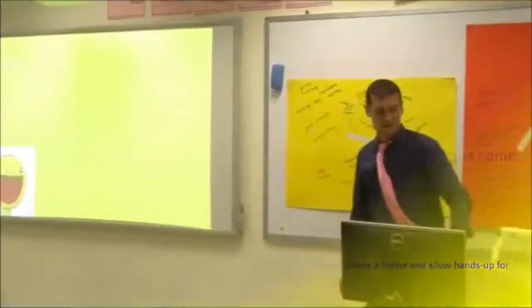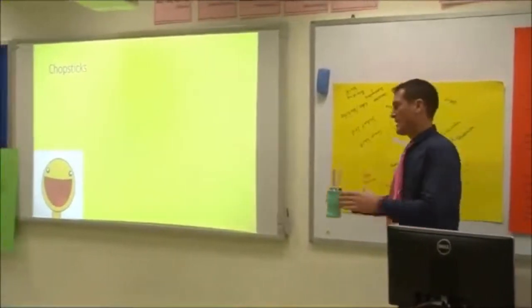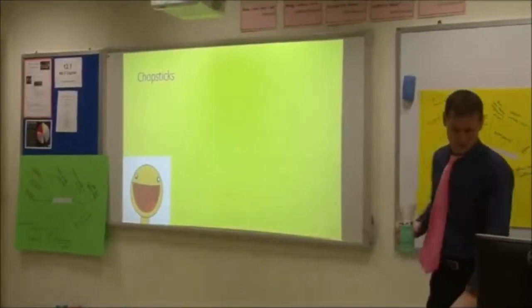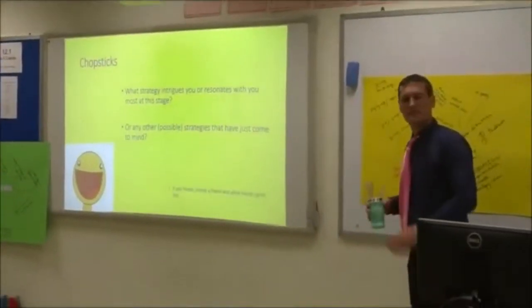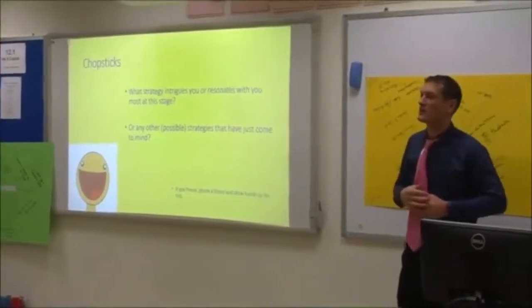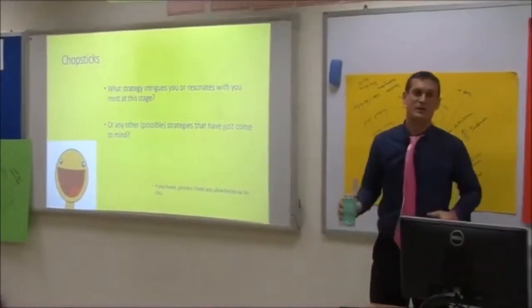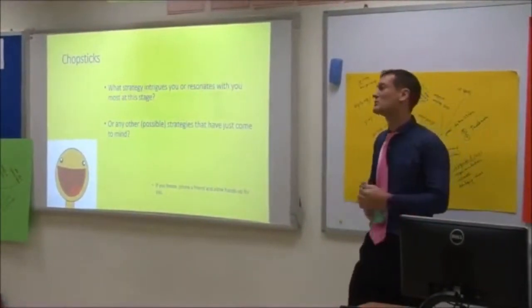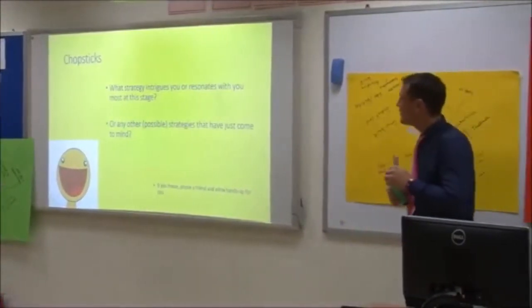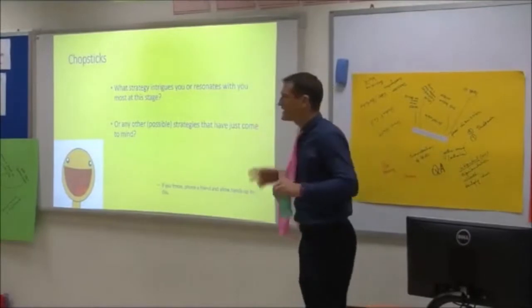As for chopsticks, I've got your name on a chopstick here. Instead of hands up again, it's all just randomised. Okay? So I'm now going to ask you that question. So what I do with the class, I ask a question first, and then I shape that, and my kids are really used to it now. What strategy intrigues or resonates with you most at this stage? Or what are you thinking at the moment?